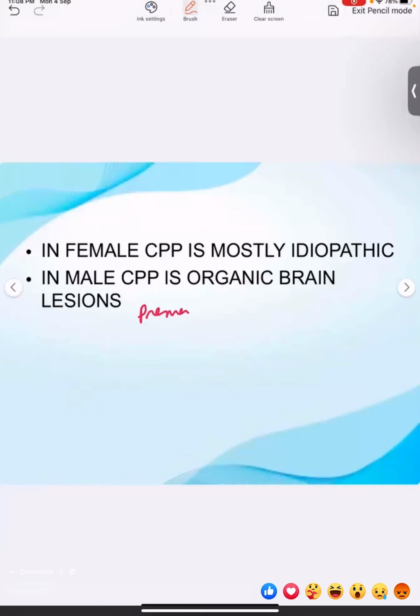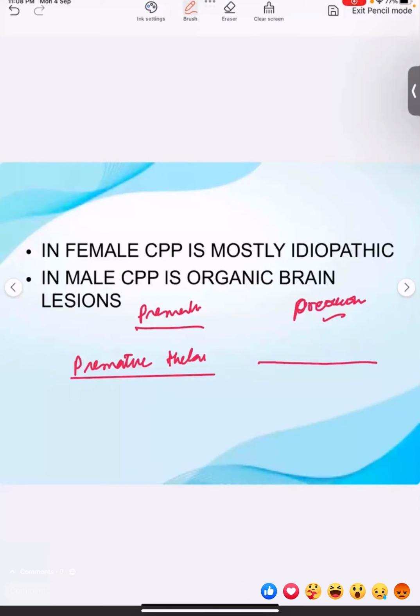The main thing we came across while solving questions is that you have to identify whether this is a premature variant or precocious puberty. How are we going to recognize this? Premature variants are also known as benign variants. In a female or any child, you may have premature thelarche. How do you recognize whether this is a premature variant or central precocious puberty? For this, we have to know the SMR staging.